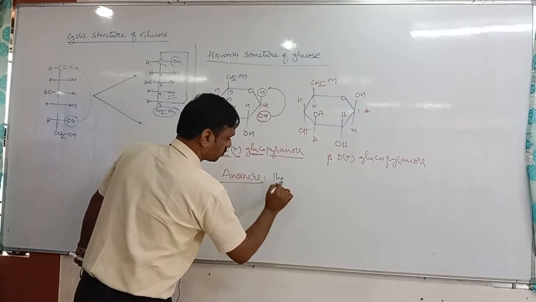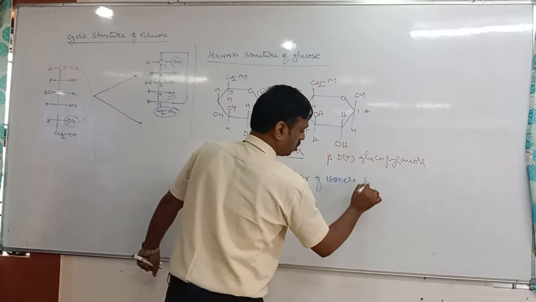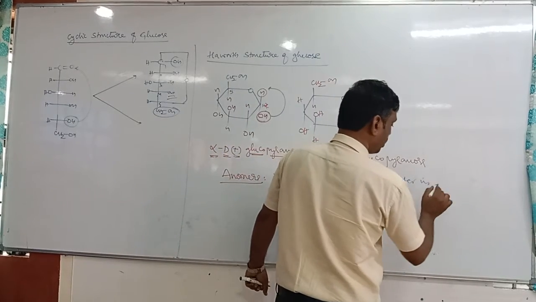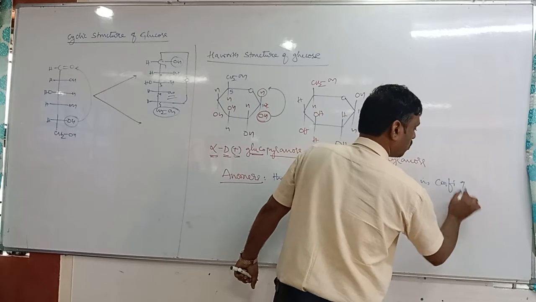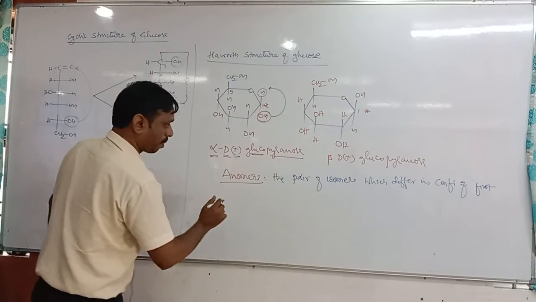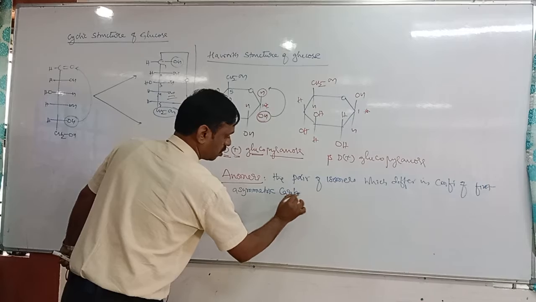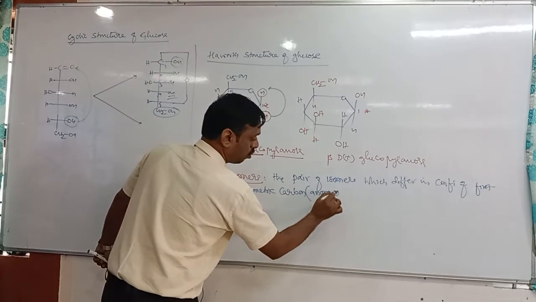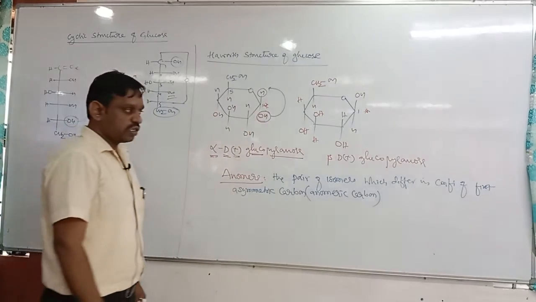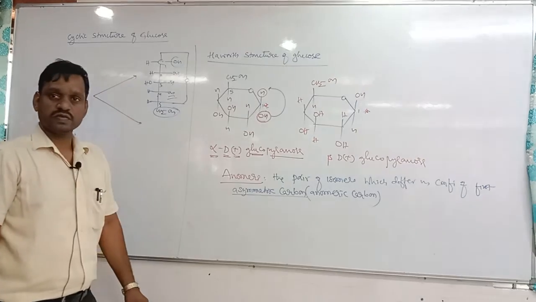The pair of isomers which differ in the configuration of the first asymmetric carbon, which is also called the anomeric carbon, right? So the pair of isomers which differ in the configuration of the first asymmetric carbon or anomeric carbon is called anomers.